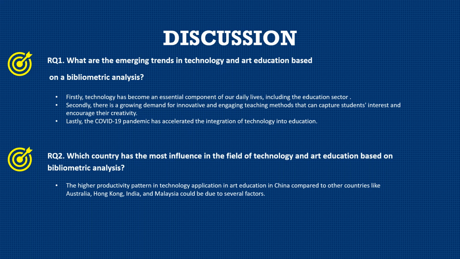RQ2, which country has the most influence in the field of technology and art education based on bibliometric analysis? The higher productivity pattern in technology application in art education in China compared to other countries like Australia, Hong Kong, India, and Malaysia could be due to several factors. One of these is the significant investment in research and development in the area of educational technology by the Chinese government. This investment has had a positive impact on the education system, including the integration of technology in teaching and learning.